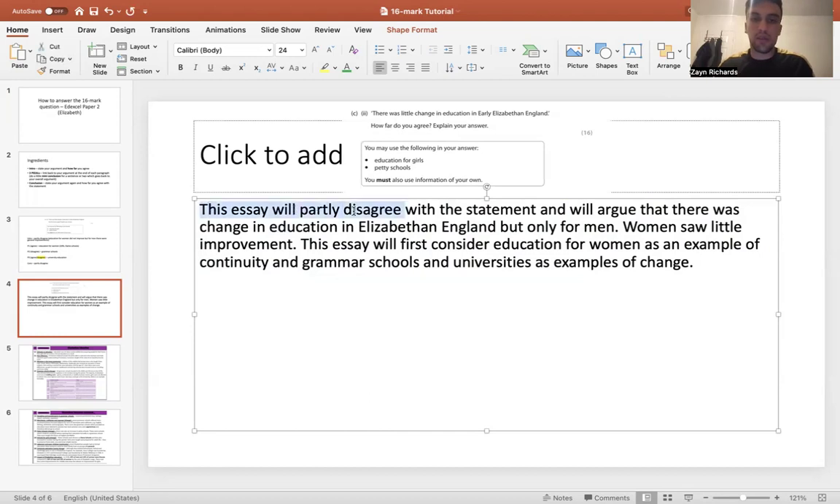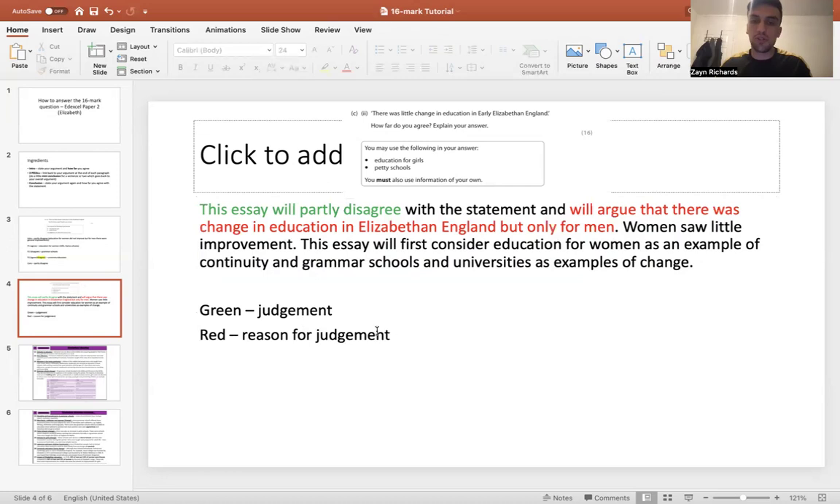Okay, so key thing here I've got is my judgment in green. And then we've got those factors listed. And the key thing here as well is I've given my rationale. So I've given my argument. All right. So I'm just making note of that. So green is judgment and red is reason for judgment. Okay. Those two things need to be in an introduction. Okay. That's a must.